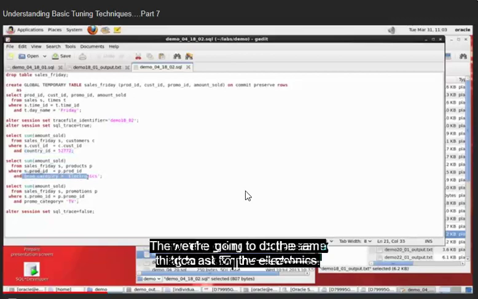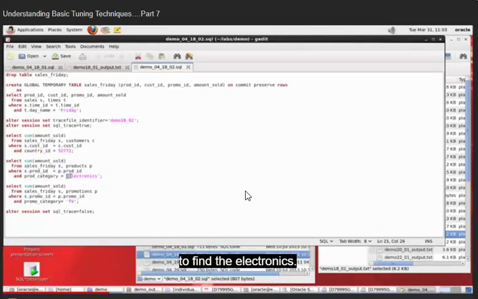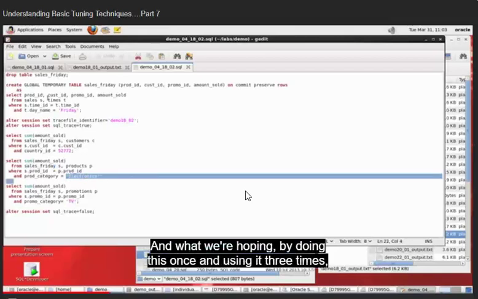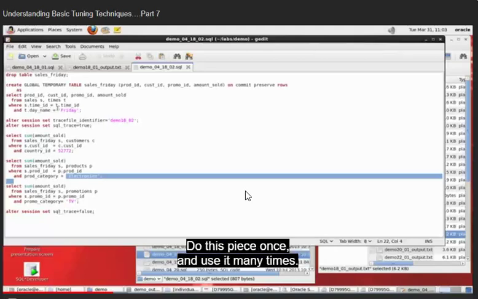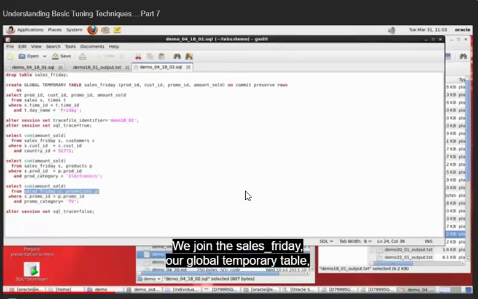Okay, and what we're hoping by doing this once and using it 3 times, we get an overall reduction in the resources to execute the query. Do this piece once and use it many times. And then we do the third thing. We join the sales Friday, our global temporary table, to the products promotion to answer the question, how much do we sell on Fridays for a promo category of TV sales? We have a bunch of TV sales in that.